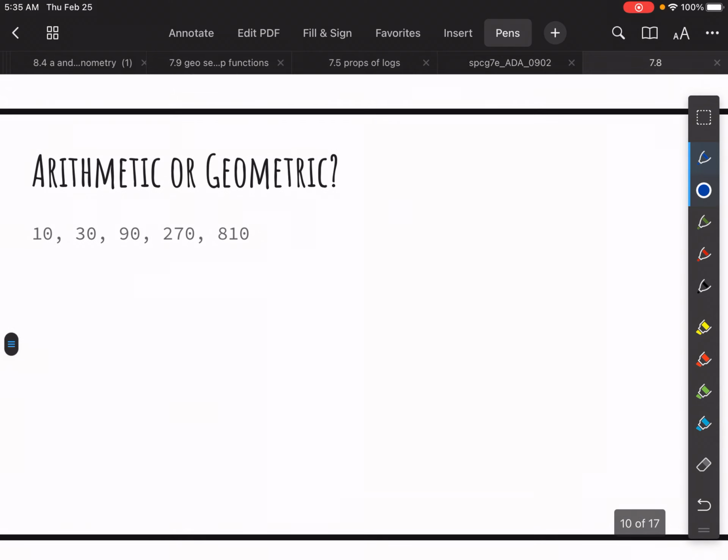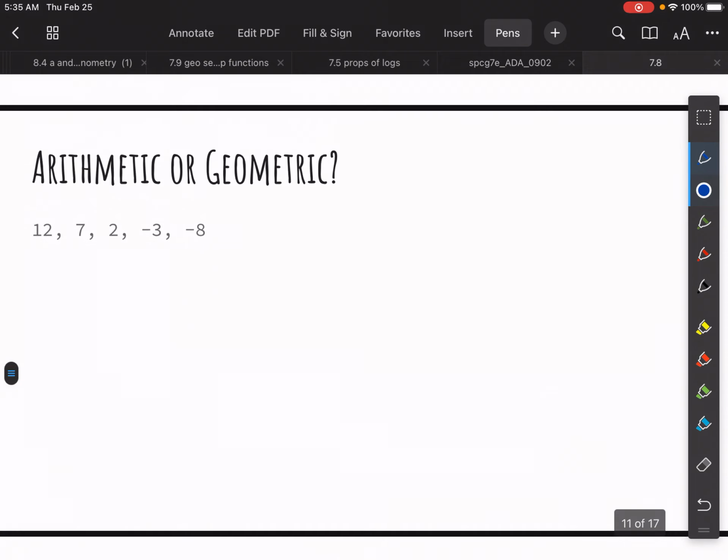Okay, this one, I'm either adding 20 here or I'm multiplying by 3. If I add 20 again to 30, I would get 50, which doesn't work, so it's not that. Let's make sure multiplying by 3 works, and it ends up working. So yes, this would be geometric.